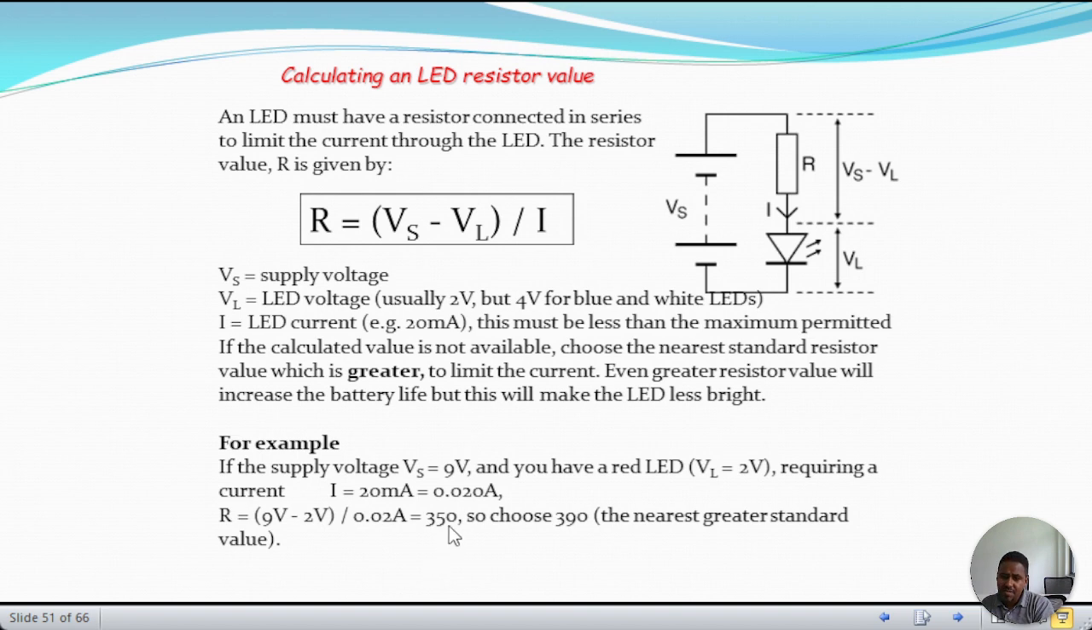But this resistor value is not a standard type of fixed resistor. So we choose 394, the nearest greater standard value, and connect it in series with the LED. By this calculation, we can get the value of a resistor.